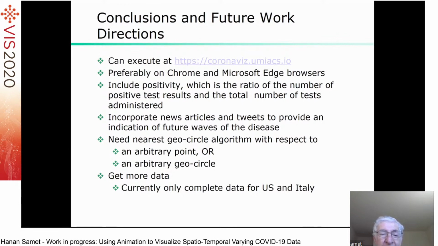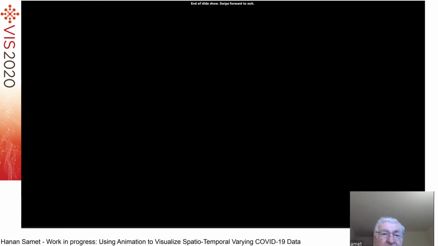The big thing we need is more data. We'd like to do positivity, but there's not that much positivity data, or it's not very complete. The system right now is complete for Italy, and the US has very good data for that.